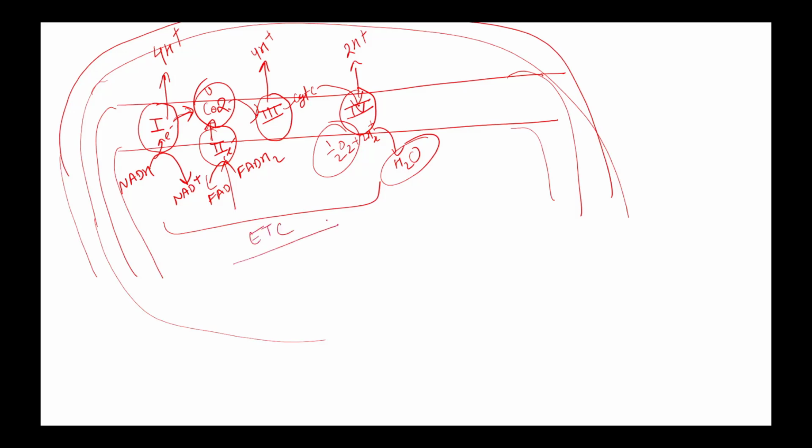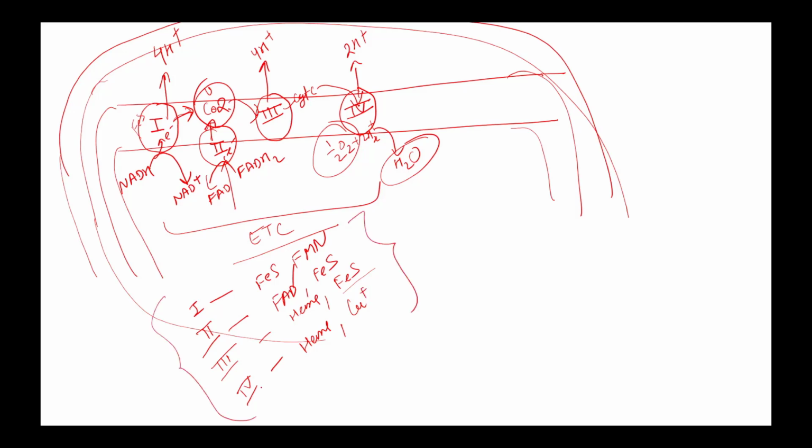This is the entire electron transport chain. Complex 1 is composed of iron sulfur clusters and FMN. Complex 2 is composed of FAD and iron sulfur clusters, and complex 3 and 4 both contain heme as a prosthetic group. Complex 3 also has an iron sulfur cluster, and complex 4 has copper ions and heme. So these are the prosthetic groups for these 4 complexes.